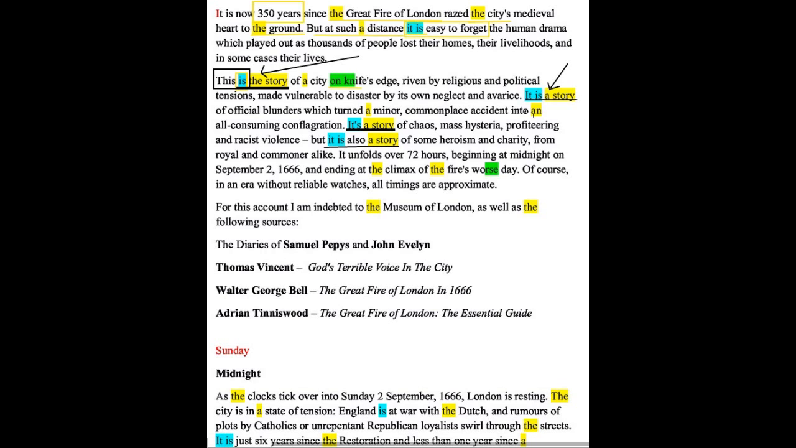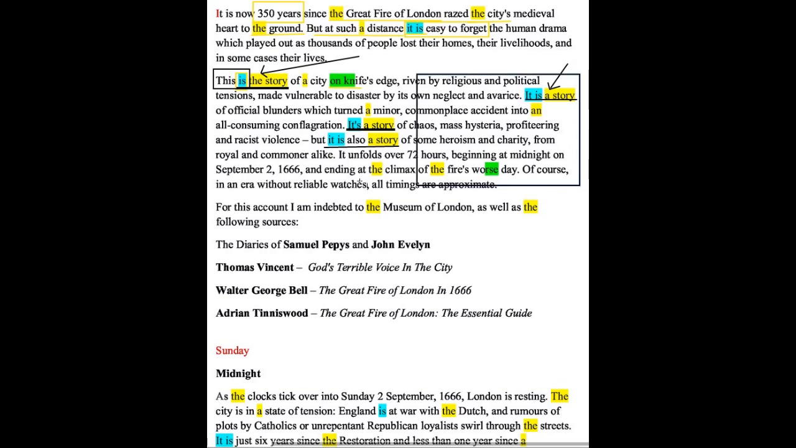However, we use "it is a story of official blunders", "it is a story of chaos", "it's a story of mass hysteria", "it's a story of profiteering and racist violence", "it's also a story of some heroism and charity". Now, these are parallel structures, and we're repeating this parallel structure of "it is a story", "it's a story", "it's also a story", in order to set up a description. We're setting the scene in this first paragraph.